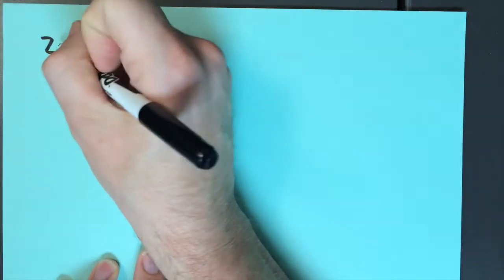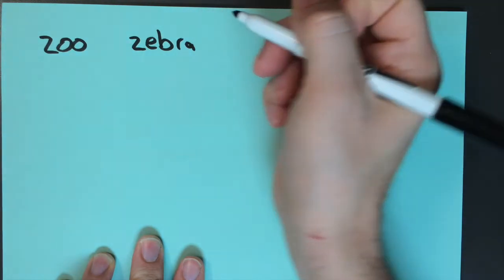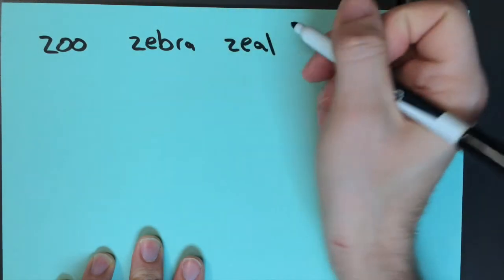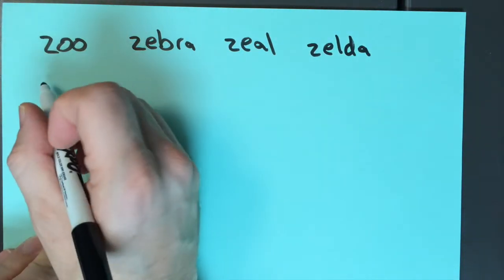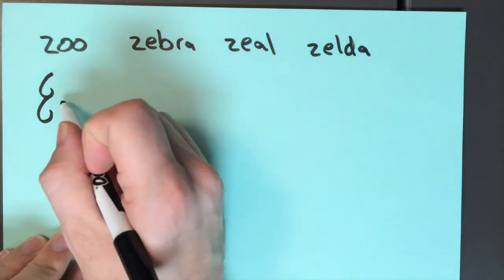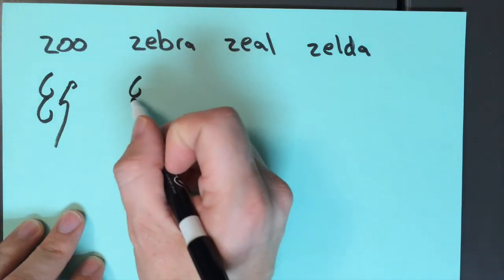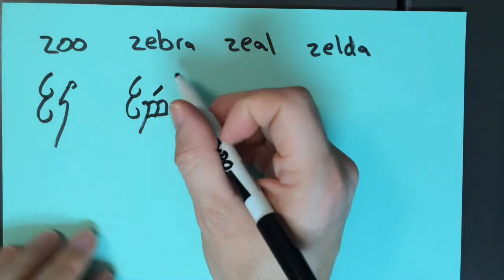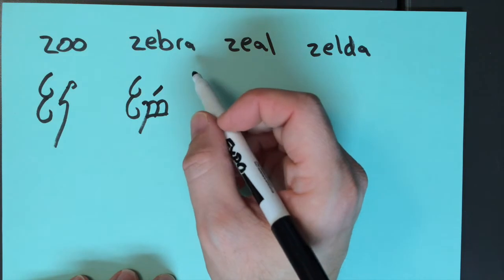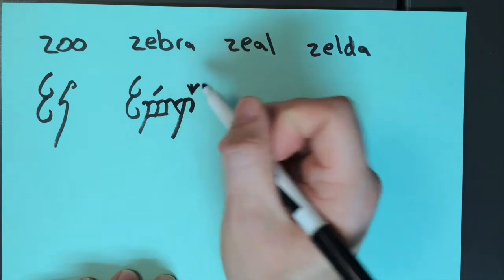Alright, and now we're going to be doing the Z words, so let's do zoo, zebra, zeal, and Zelda. So to do zoo, we would do the Z symbol like this. Long carrier and an O. To do zebra, we do the Z, a B, like that, E, because this R is before a vowel, then we're going to use this symbol, and then we're going to finish it out with a carrier and an A.